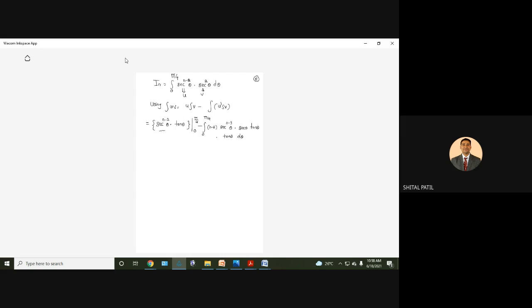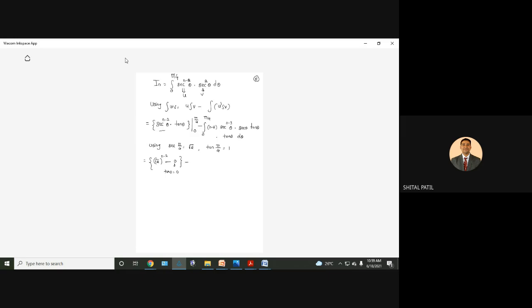Now let me substitute the upper limit. What is sec of pi by 4? Sec of pi by 4 is root 2, right? Hope everyone remembers this. And what about tan of pi by 4? Tan 45 degree is 1. Okay. So I'll use these values. The upper limit is root 2 raised to n minus 2 into tan pi by 4 which is 1, so no need to write it. Minus sec of 0, sec 0 is 1, but tan 0 is 0. So this is 0 since tan 0 equals 0.